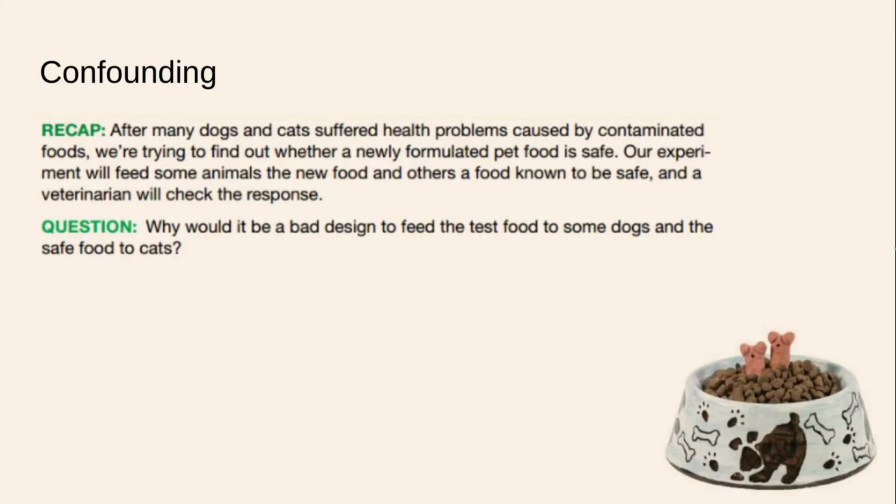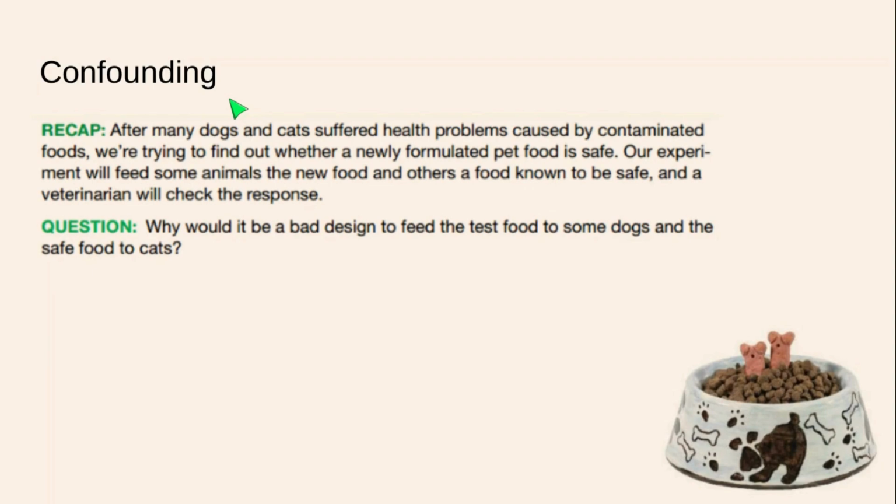So let's apply our knowledge of confounding. After many dogs and cats suffered health problems caused by contaminated foods, we're trying to figure out whether a newly formulated pet food is safe. Our experiment will feed some animals the new food and others a food known to be safe. And a veterinarian will check the response. So here's the question. Why would it be bad design to feed the test food, that's the food we're trying to figure out is good or not, to some dogs, and the safe food to cats? Think about how that could produce confounding. Pause the video and unpause the video when you think you have an answer.